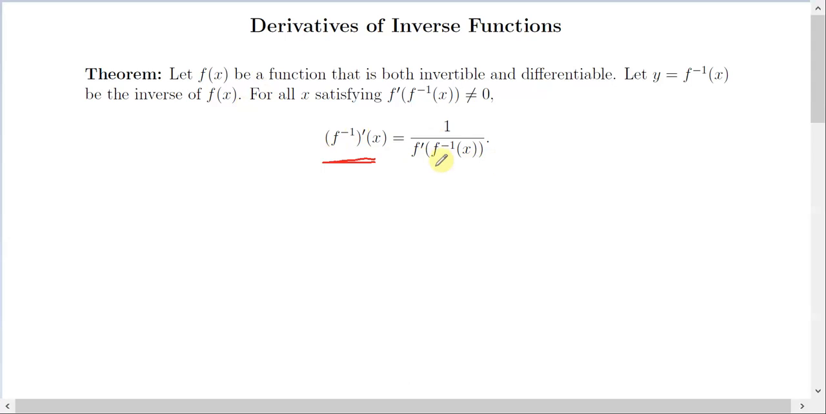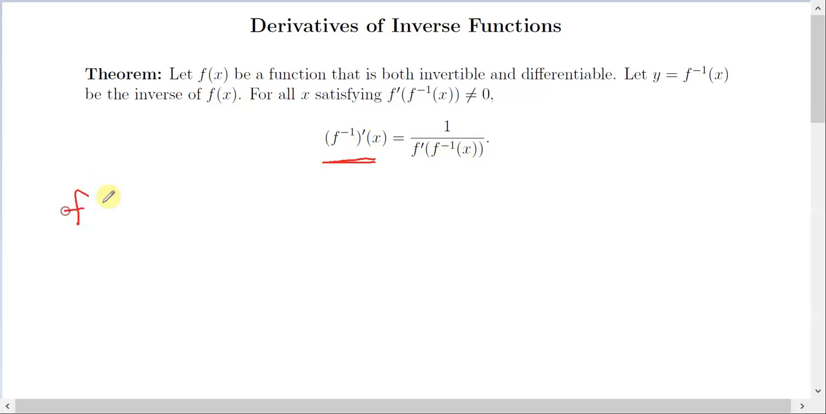So it looks like a lot of work, but we'll use this to derive a couple of formulas, or at least one formula. But we'll also see there is a way that this is useful, especially if you don't know what the inverse function is. So let me give you a little motivation of where this comes from.